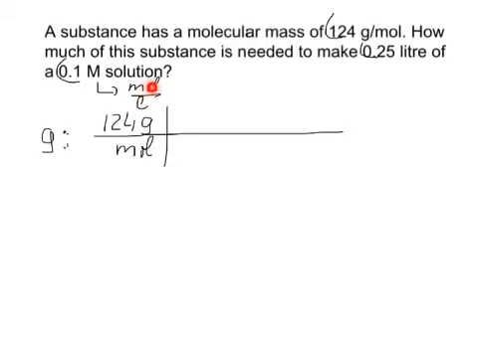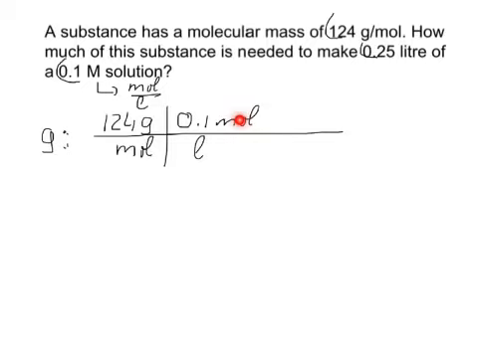Now we write it in a way that this mole here and this mole here are on opposite sides. So a mole needs to be up here. So we write this as 0.1 mole per liter. And you see that the mole here and the mole here, the unit, are on opposite sides. And I will show you what this does.